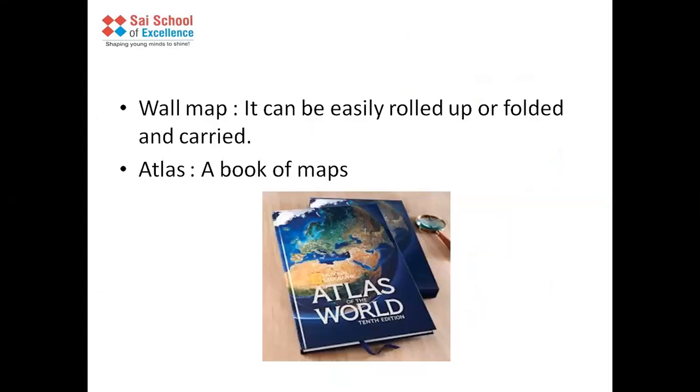Now let's talk about a wall map. A wall map of the world can be several times its size and shows many more details. It can be easily rolled up or folded and carried. Now here, as you can see, an atlas. A book of maps is called an atlas. Now children, if you have this book, you can turn the pages of your atlas and look at the different maps in it. So you will find that there are several types of maps in it.